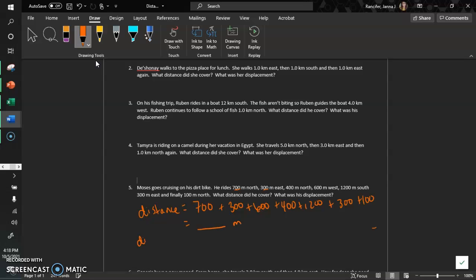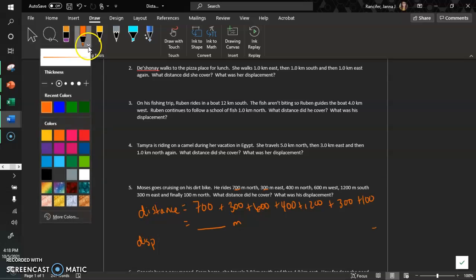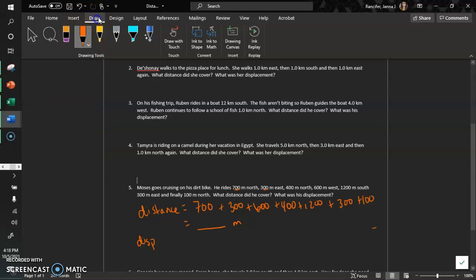Now for displacement, we're going to need to add the vertical directions and then the horizontal directions, and we'll keep them separate. So I will highlight first our vertical directions, 700 meters, 400 meters, 1200 meters, and 100 meters north. We will choose north to be positive, south directions negative.